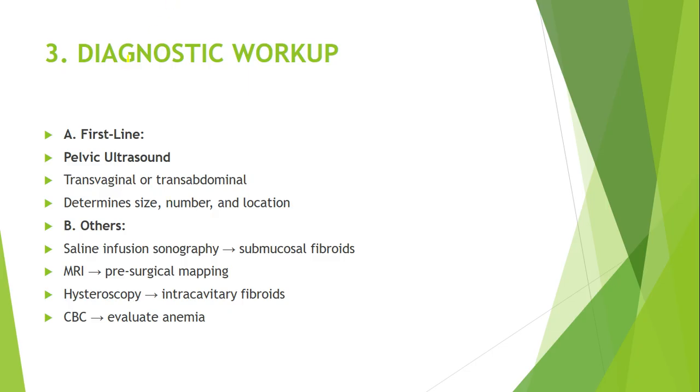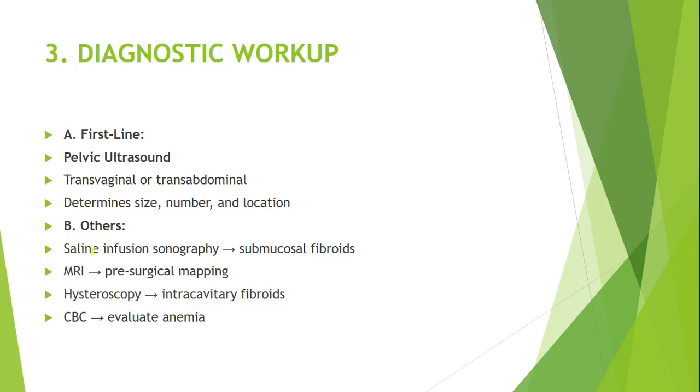So next is diagnostic workup. First line, what you do is pelvic ultrasound. You could do it transvaginally or transabdominally. This determines the size, the number, and location of the fibroids. Others, that's the other diagnostic workup you can do apart from the first line, which is pelvic ultrasound.